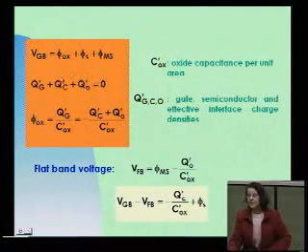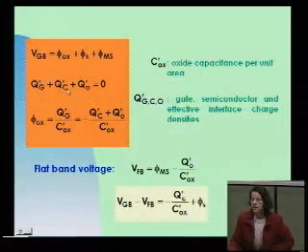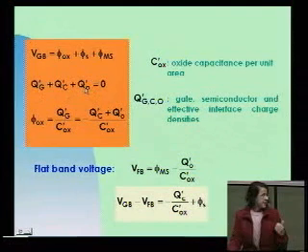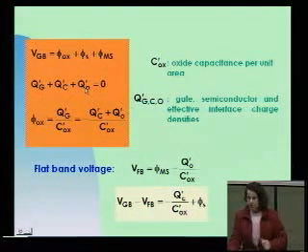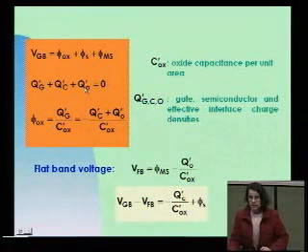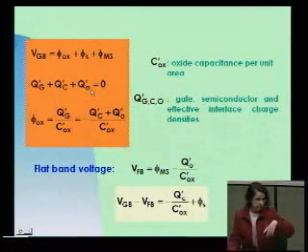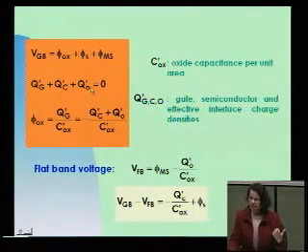Our charge balance is given by this equation. We have the gate charge, the semiconductor charge, but also the parasitic charge at the interface between insulator and semiconductor that is due to the fabrication process. Okay? Are you understanding me? Okay.